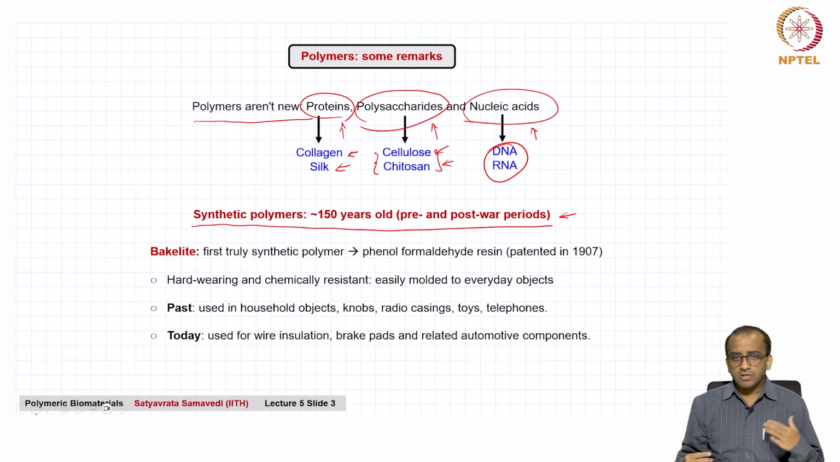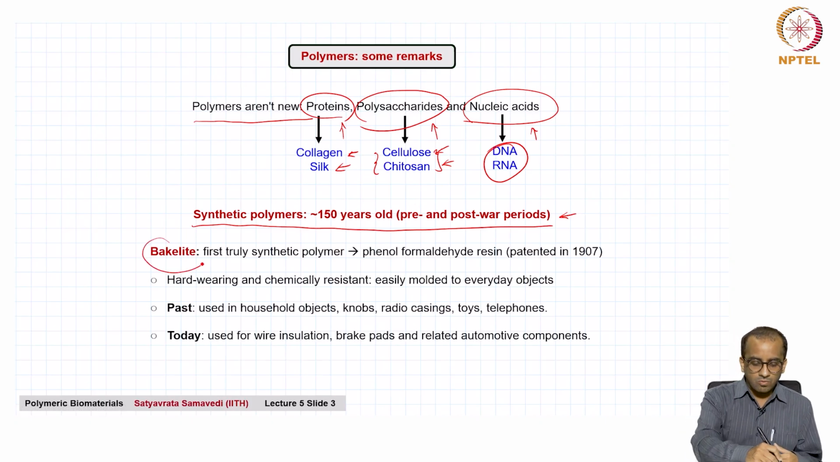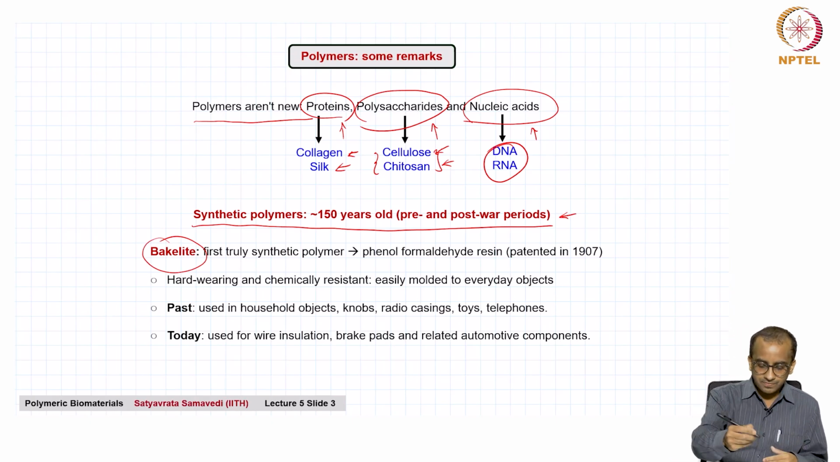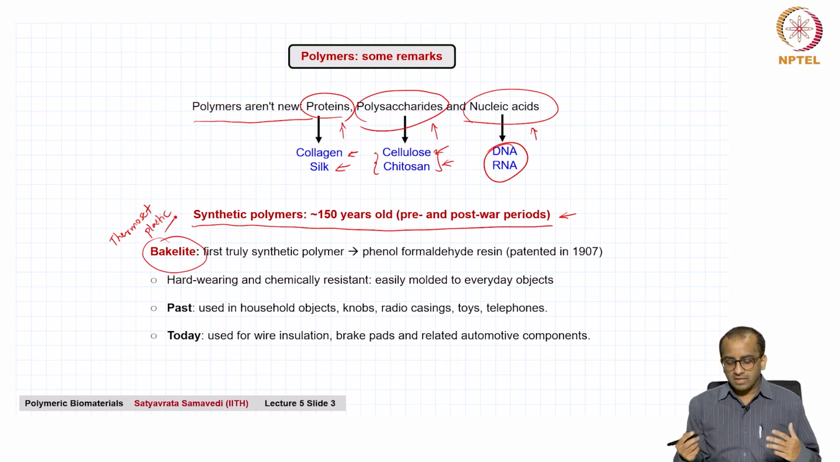So just to give you some historical context again, one of the first truly synthetic polymers that was ever made was this polymer called bakelite, which is a thermoset. We will look at what thermoset is in more detail later, but for now what I am trying to do is introduce you to these words because when you learn any new course, it's important to get used to the jargon in the course.